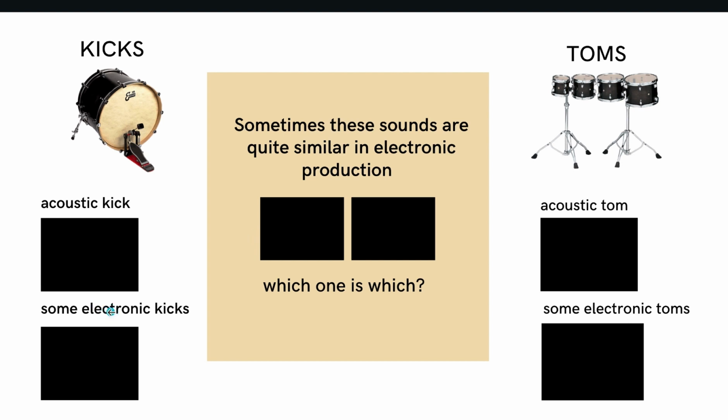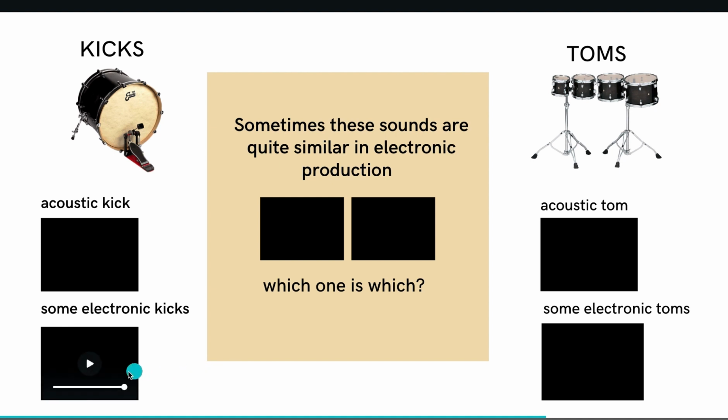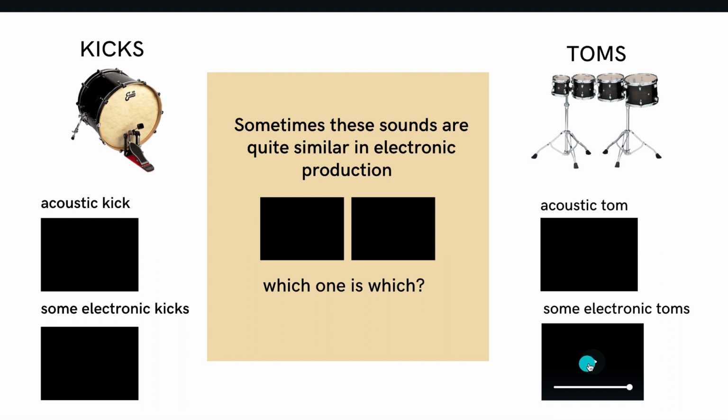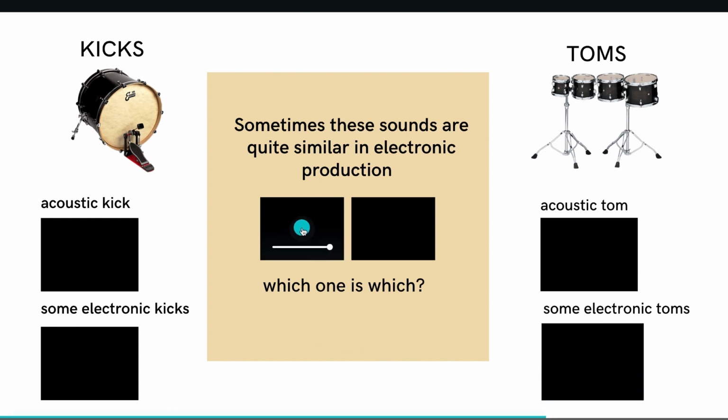Let's first listen to some of the samples of kicks and toms. The acoustic ones, I would say, are quite easy for you to tell. So the kicks and the toms. There are also electronic productions of these instruments that diverge quite far from the acoustic version. So kicks and the electronic toms. And sometimes these sounds are quite similar in electronic production. So here's an example.